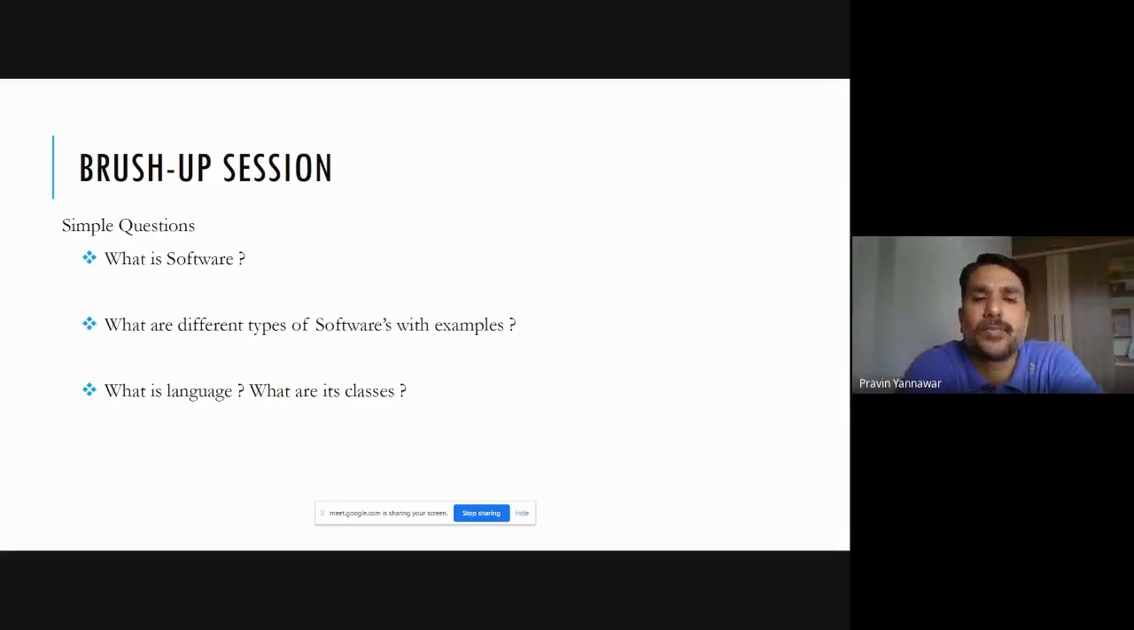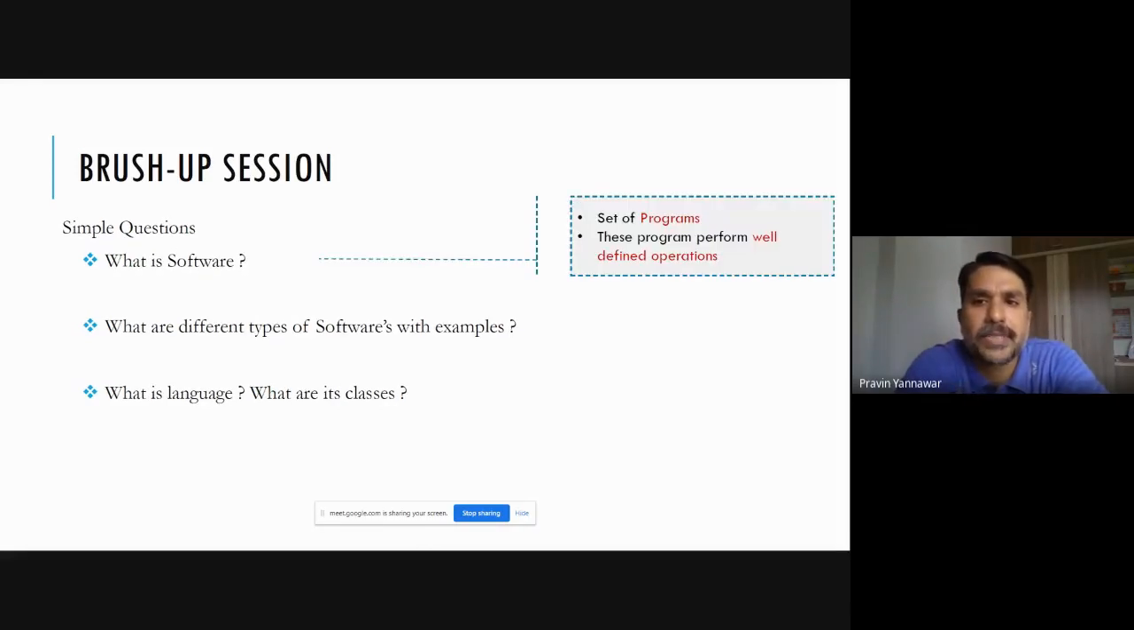Okay, so what is software? Software is a set of programs, and these programs perform well-defined operations. So you need to define certain operations, well-defined operations, and your software will do that particular work, right? And software is basically a set or collection of programs altogether.